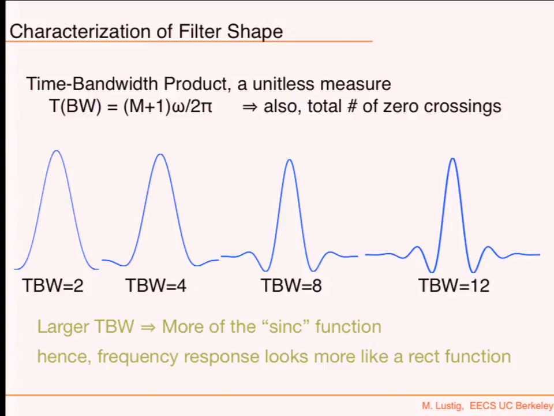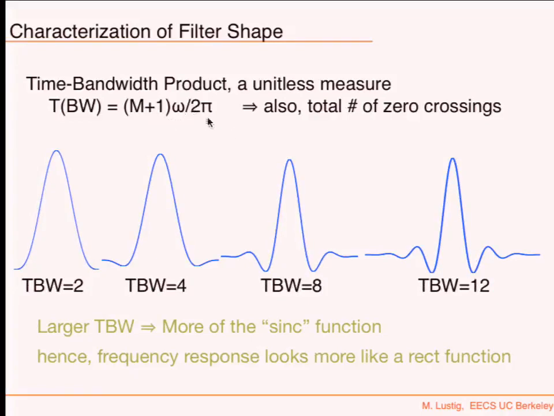So time times bandwidth, in that case, will equal N plus 1 multiplied by omega over 2 pi. That will be unitless. If it was just omega, then it would be radians. But I don't want to deal with radians. Omega over 2 pi is unitless.